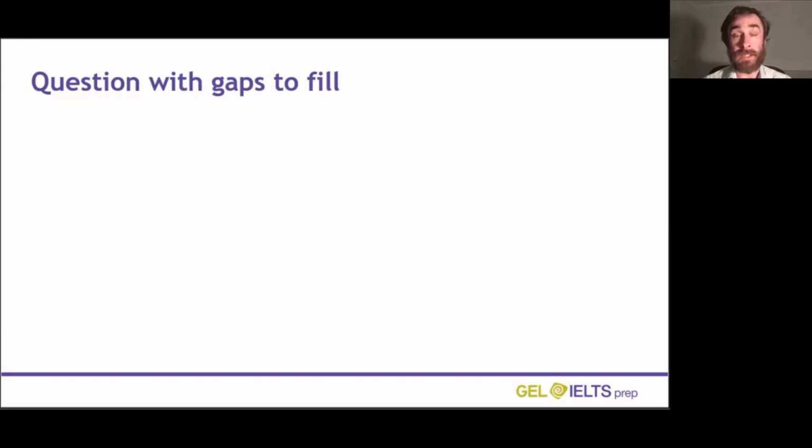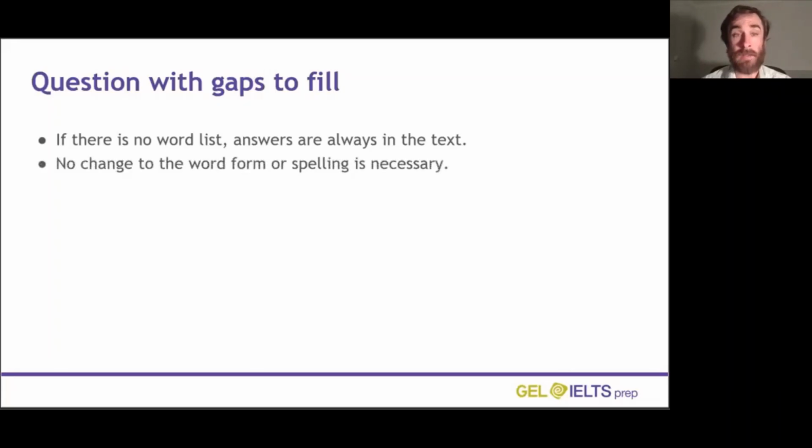In every reading test of the IELTS exam, there will be a question type where you have to complete gaps or fill gaps in a sentence or in some notes. In some types, there is a word list. This means you must choose one of the words from a list to complete the gap. If there is no word list, then the answers must come from the text. This is more common. This means that you must copy the answers directly from the text. You do not change the verb form, you do not change the plural of the noun, and the spelling must be the same as it is in the text. Any change to the word and you will lose the marks.